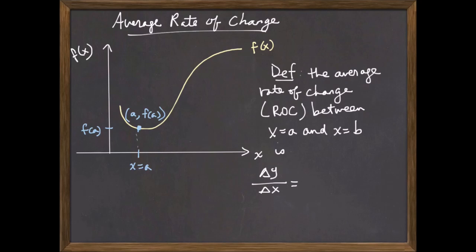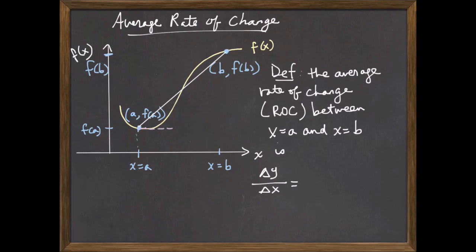If we label the second point x equals b, on the curve it corresponds to this point, b, f of b being its y value on the vertical axis. If we now connect those 2 points with a straight line, also known as the secant line between the 2 points, we then observe the change in their x value and the y value.